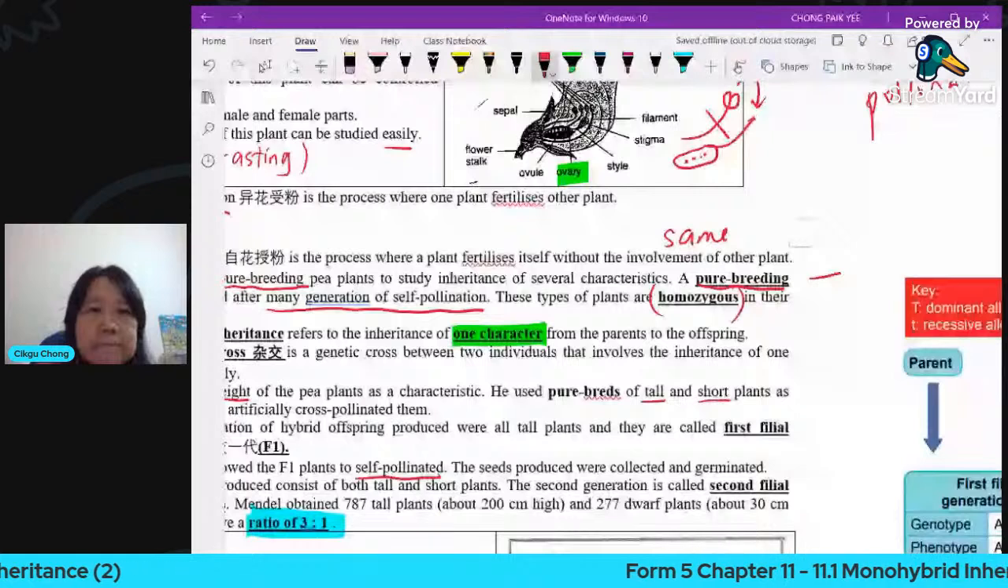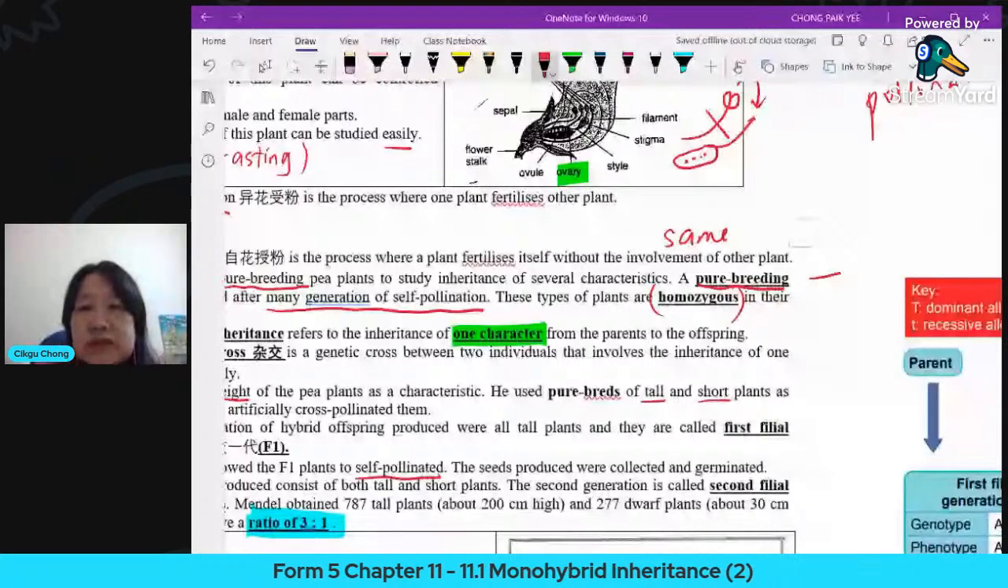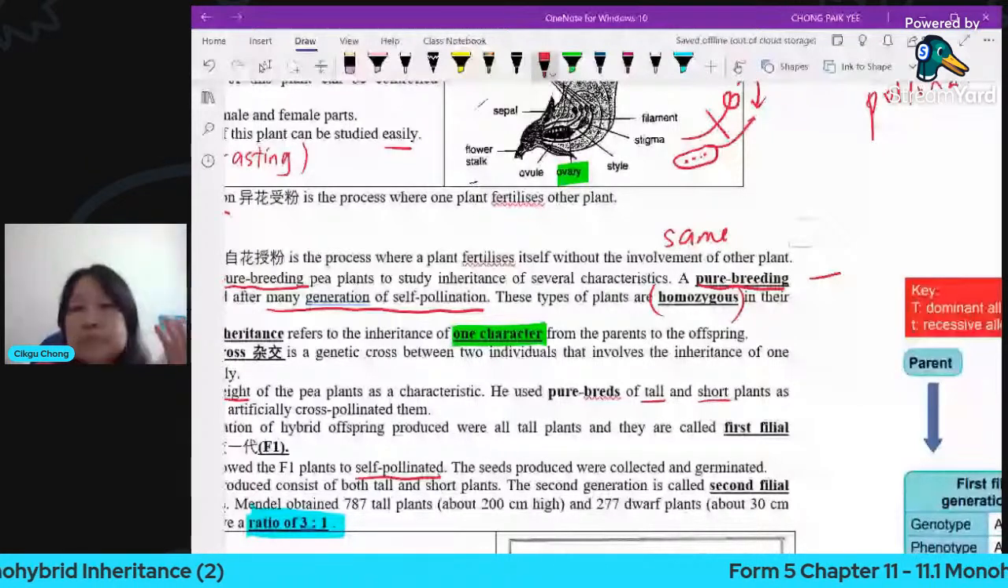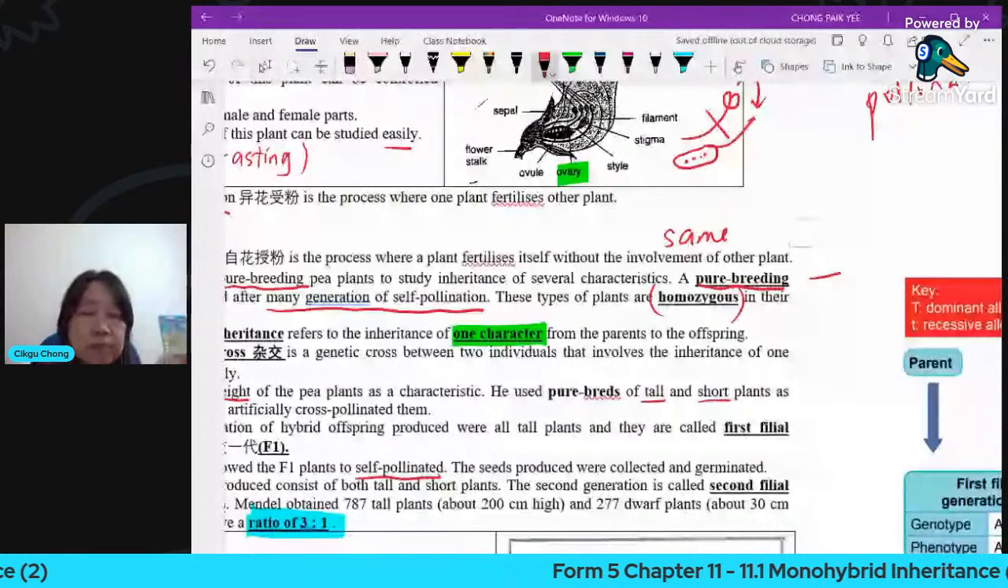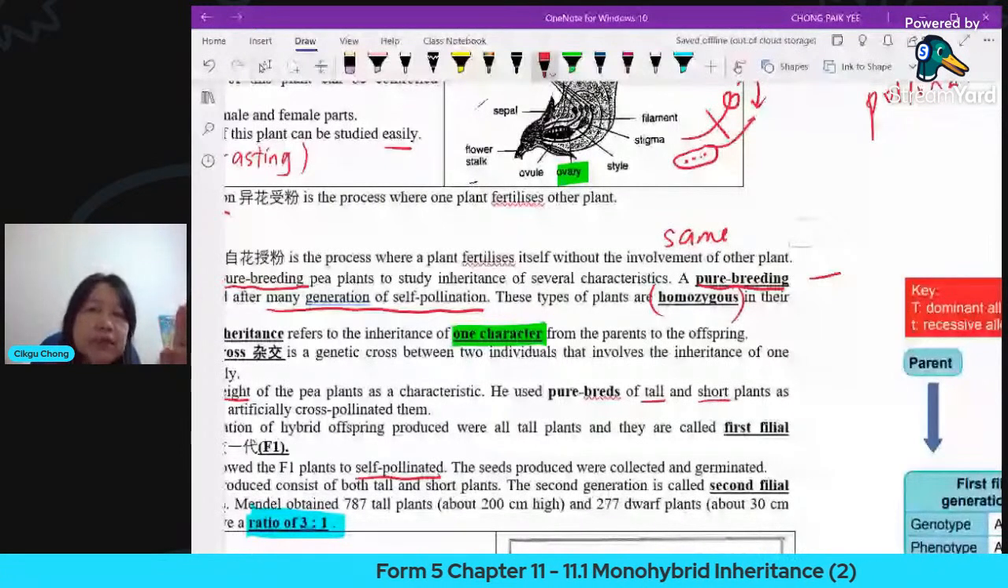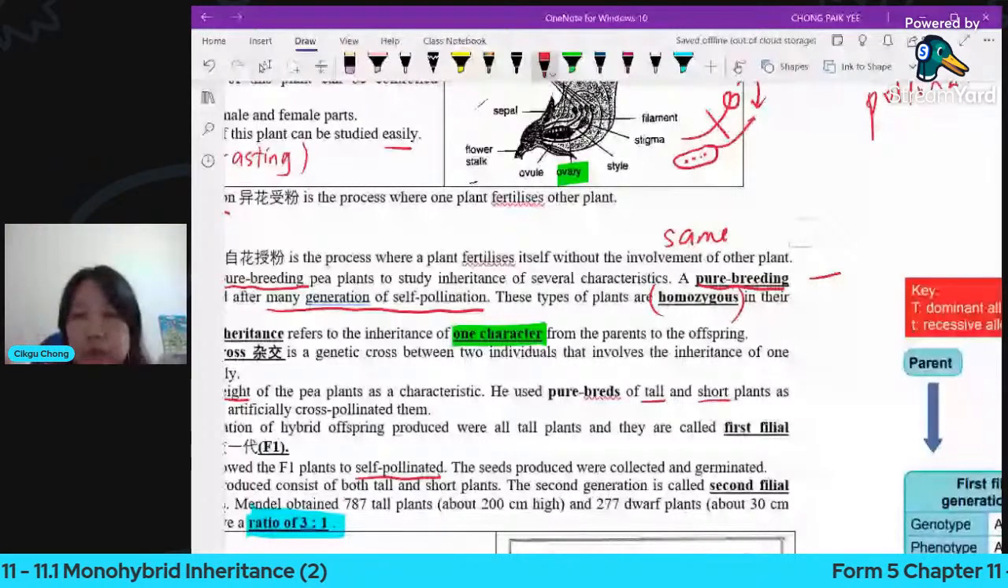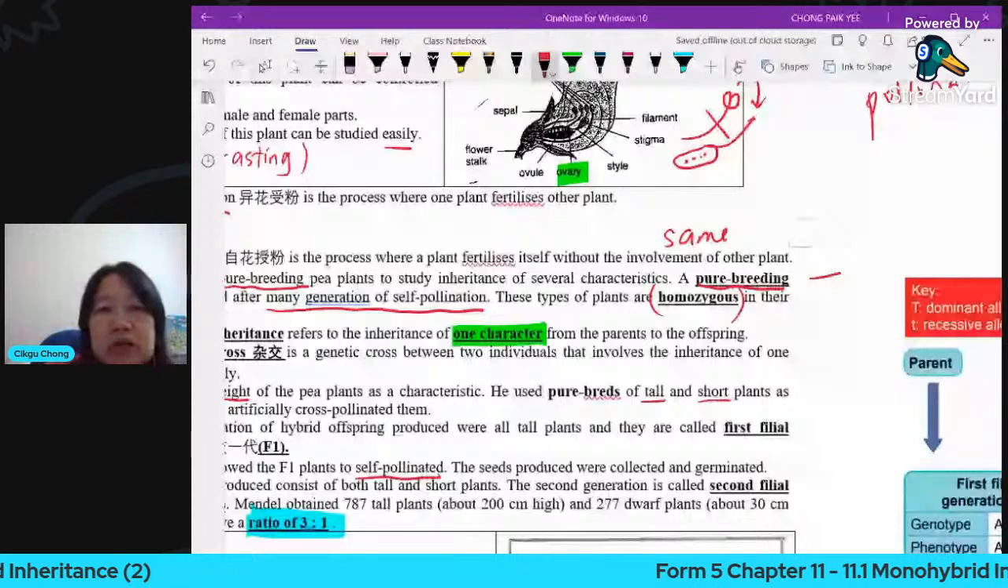Now, what he did, he chose the height of pea plants as a characteristic. Let's say he wants to investigate the height. So you start your investigation by taking the pure breed tall and short. He took one pure breed tall plant, and then he crossbred it with a short pea plant, pure breed as well. Okay, he cross-pollinated them.